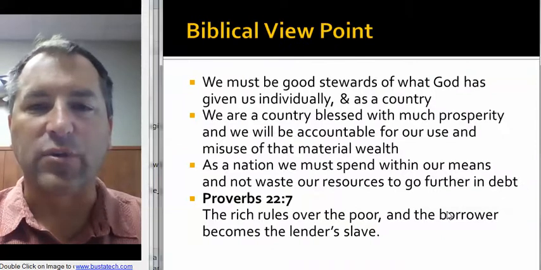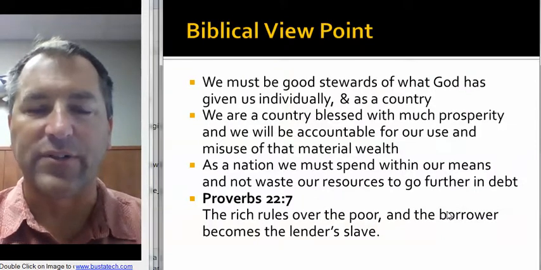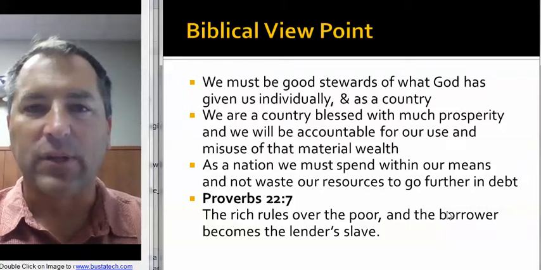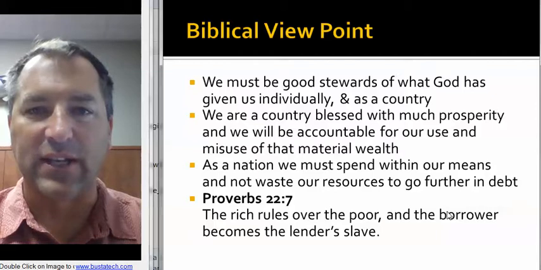So we as Christians would frown on such activity, because God tells us in the Bible to be good stewards of what He has given to us, and not to overreach and to borrow what we cannot pay back. The Bible also teaches that the borrower is slave to the lender, and that it's wrong to borrow what you can't pay back. We need to live within our means.